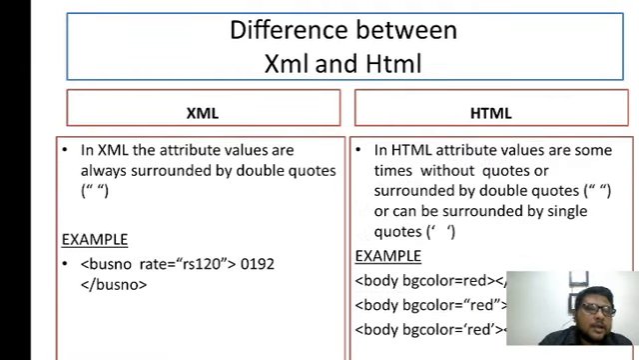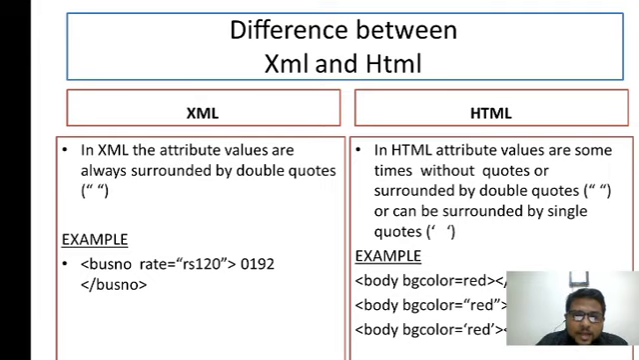The next one, in XML the attribute values are always surrounded by double quotation. Whenever we write an attribute value, here see, bus is my XML tag, rate is my attribute, and the attribute value is rupees 120, that is my attribute value. I have to always write the attribute value in inverted commas. But in HTML the attribute values can be in double inverted comma, can be in single inverted comma, and sometimes we can also skip the inverted commas.